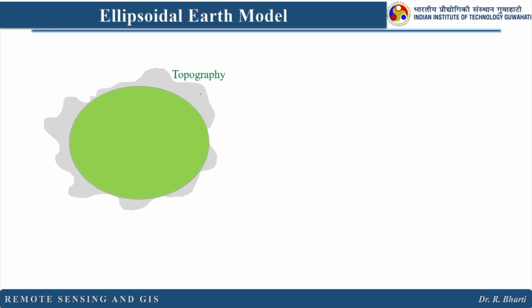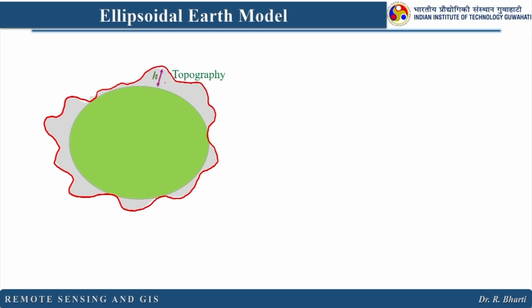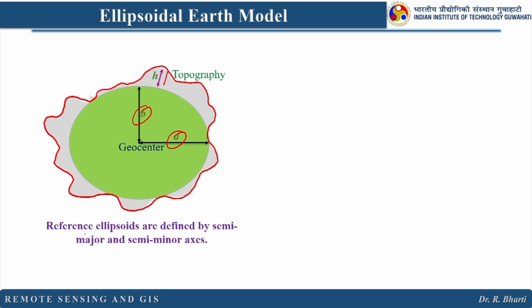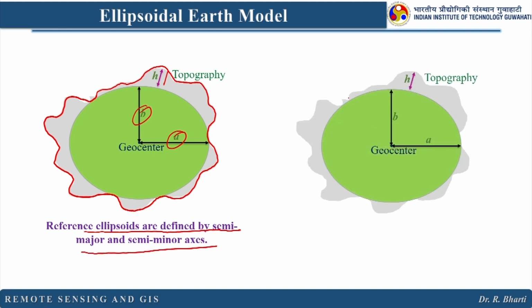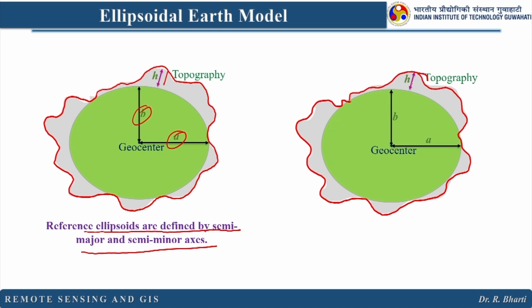So this is the topography. I hope you are able to see this. Now this is known as small h, and these are the semi-major and semi-minor axes A and B, and this is the geocenter. So reference ellipsoids are identified by semi-major and semi-minor axes. Now here again, this topography you can assume here. So small h you are familiar with.